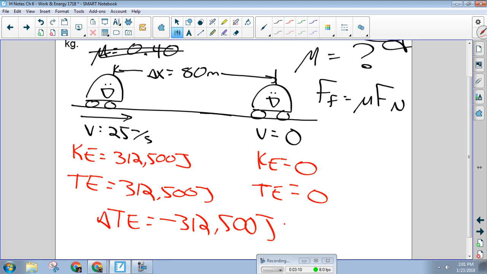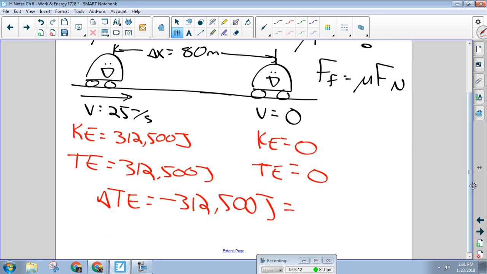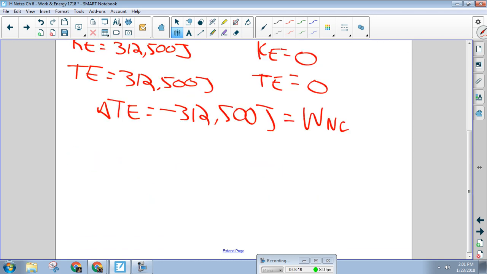This is also equal to my work done by non-conservative forces, right? Well, what's the non-conservative force in this problem, you guys? Name the non-conservative force. Friction, right? Either static or kinetic friction, right? All right. So I found the work of friction.